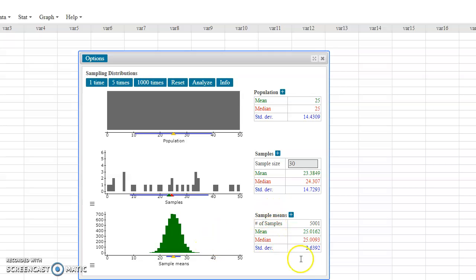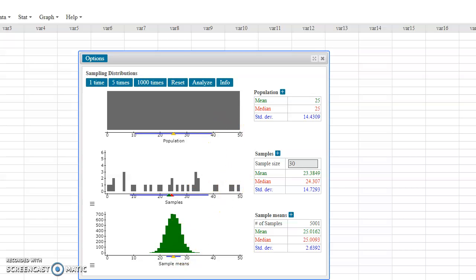And the standard deviation is 2.6392. Theoretically, the standard deviation should be 14.4309 divided by the square root of 30, and that equals 2.63. So the theoretical standard deviation is pretty close to what we got, which is 2.6392. And as far as the shape is concerned, notice that the shape is no longer triangular. It looks pretty close to a normal distribution.